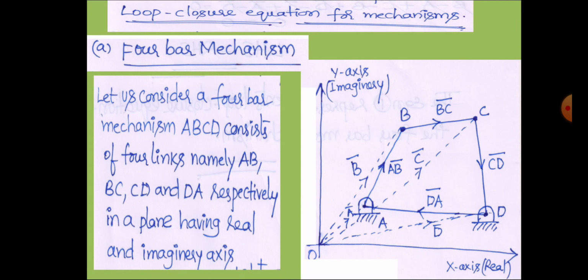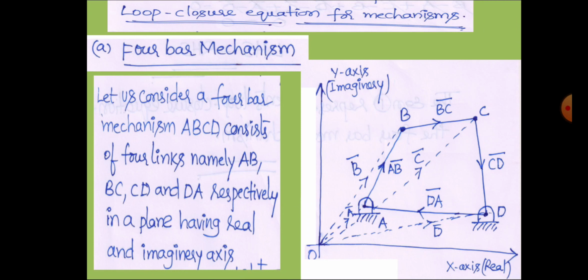And O to B, that is B bar. Join O to C and write it as C bar. Then O to D, that is D bar. Like that, first, after taking a 4-bar mechanism, each link should be represented by the vectors AB bar, BC bar, CD bar, DA bar.